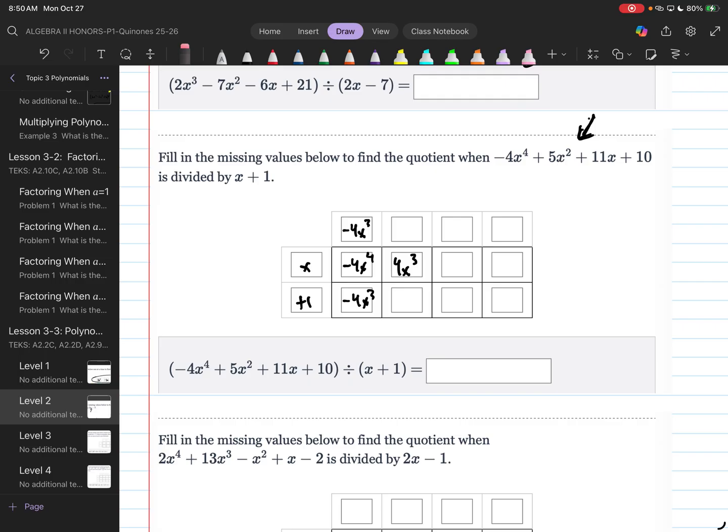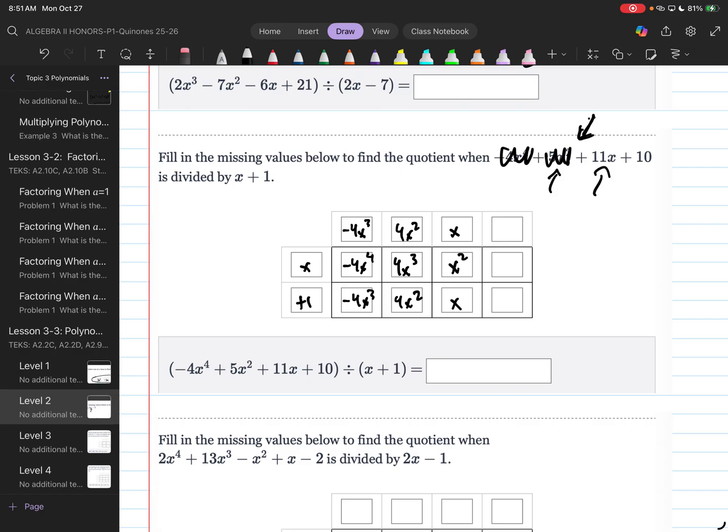Okay? All right, so what times x will give me 4x cubed? That is 4x squared. Okay, so now we are done with this. Now we're looking for 5x squared. 4x squared plus something needs to give me 5x squared. That is just x squared. What times x will give me x squared? X. And this is x. Good. This is done. So I have x.